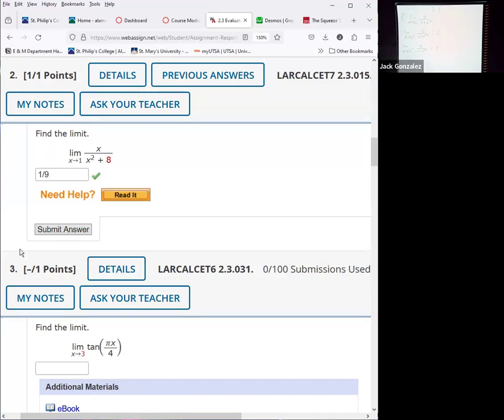But yeah, if you can plug it in, great. If you graph it and you see it going in the same place, that's also another technique. So the first thing you should always do is try plugging it in, then you're fine.